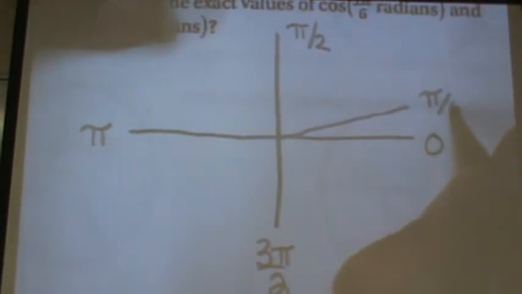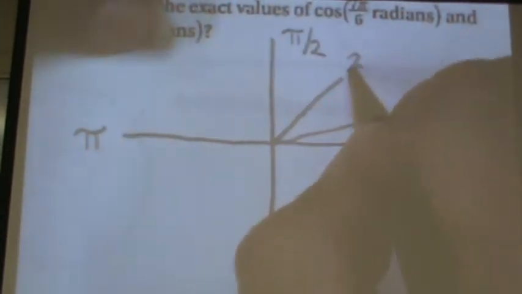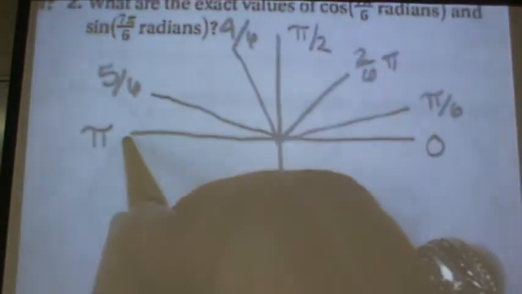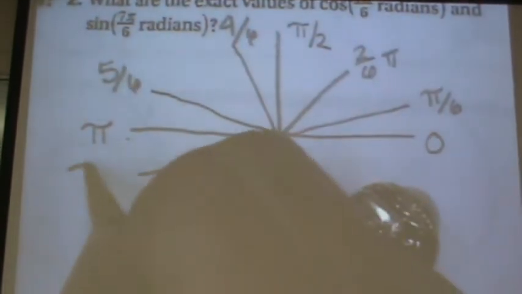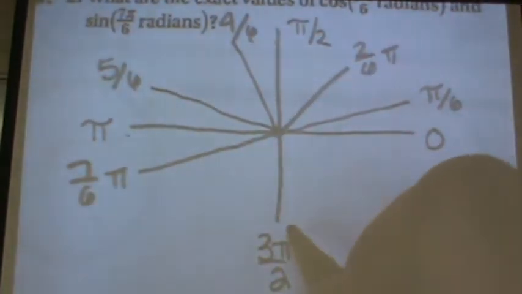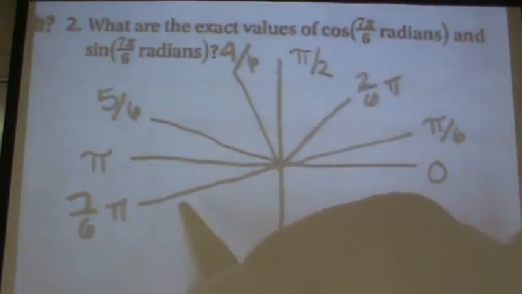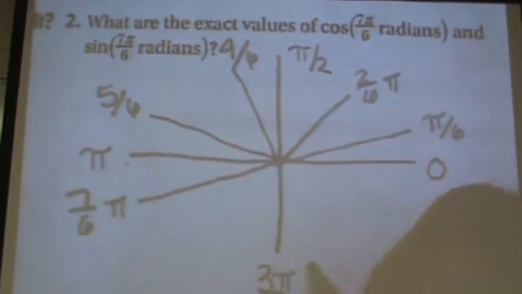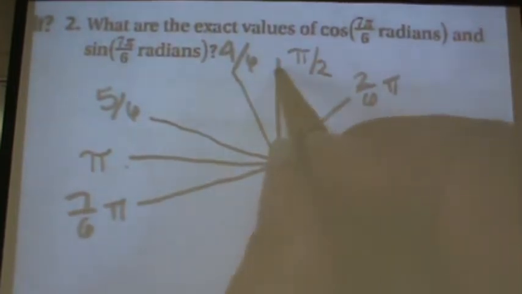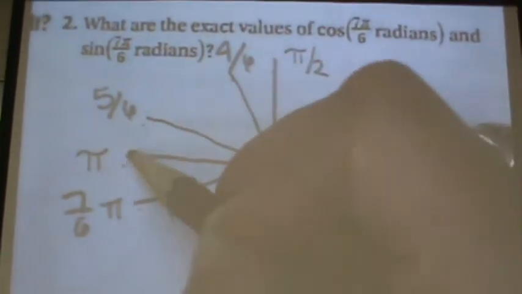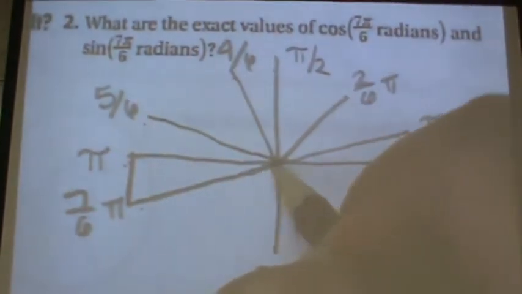1/6, 2/6, 3/6, 4/6, 5/6, 6/6, 7/6. That's it, right there. I stopped right there. So what you have here is this triangle, this 7/6 triangle.